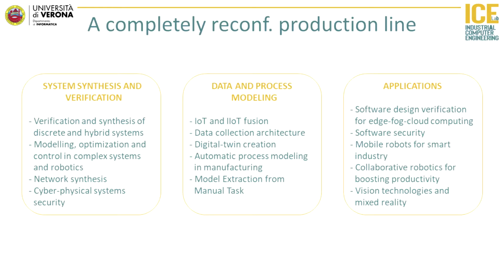System synthesis and verification, data and process modeling, and application compose our production line. For example, we perform verification and synthesis of discrete and hybrid systems, modeling, optimization, and controlling complex systems and robotics. We use both IoT and industrial IoT, and developed our data collection architecture and digital twin. We apply collaborative robots for boosting productivity, vision technologies, and mixed reality to our production line.